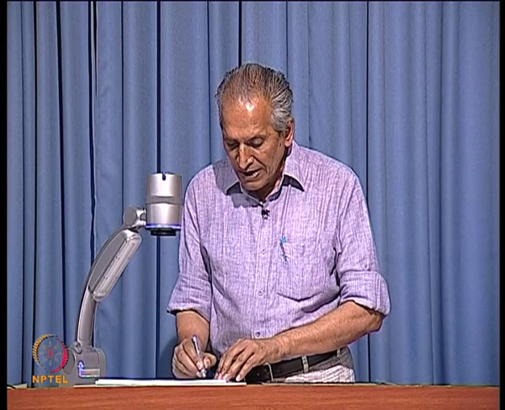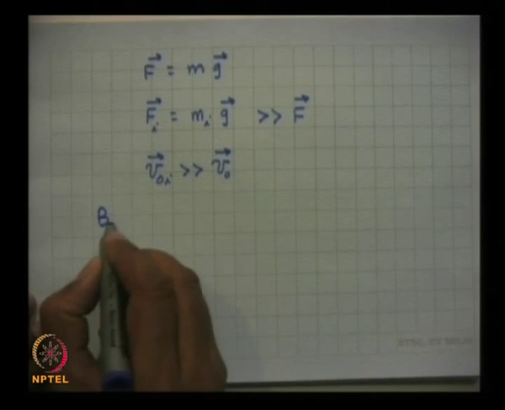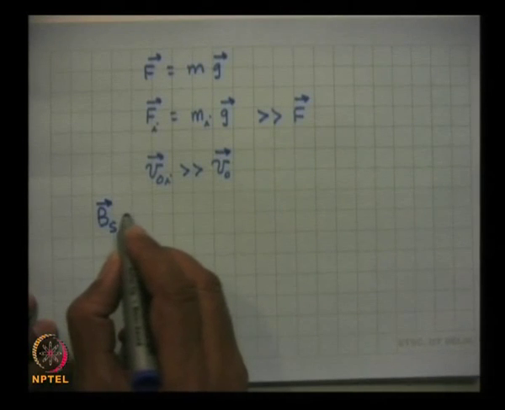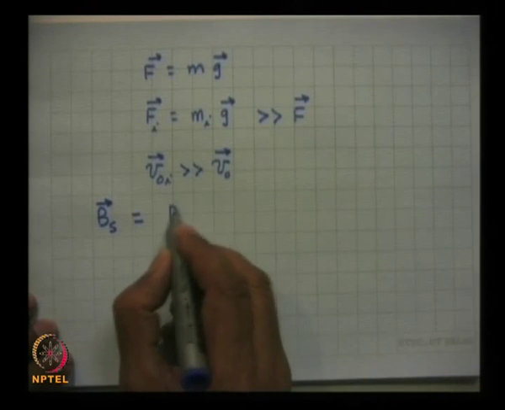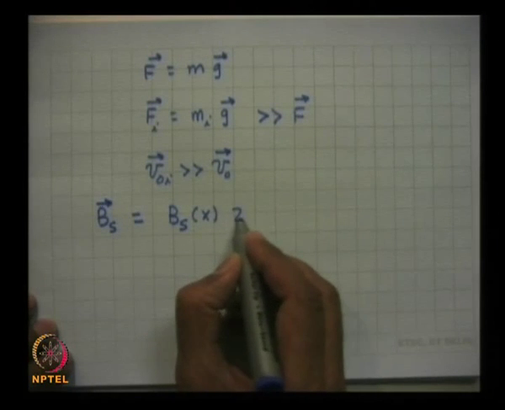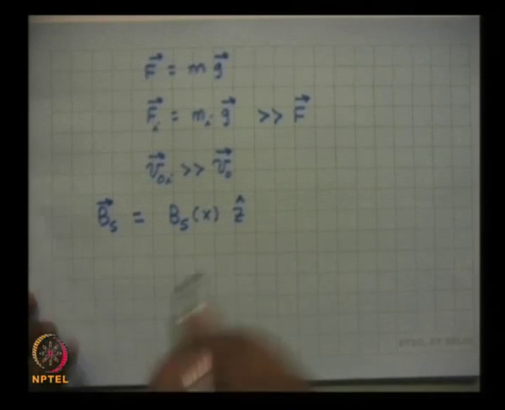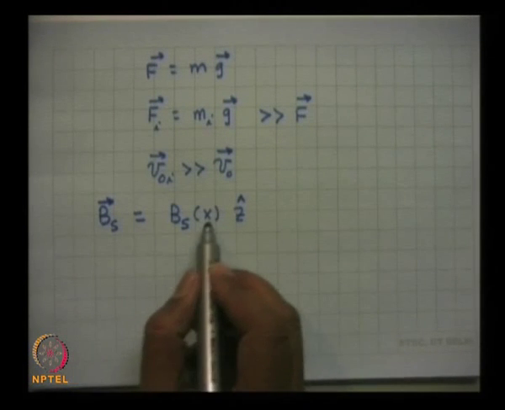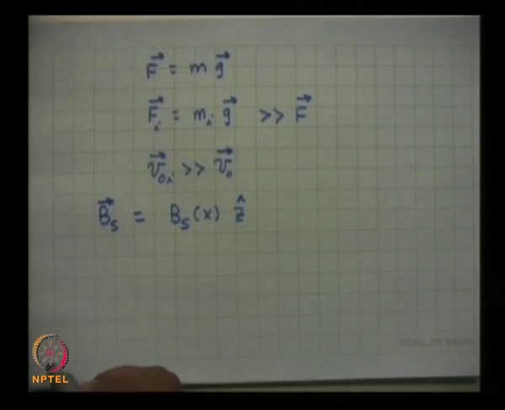So I would like to consider the case when my static magnetic field BS is parallel to Z axis, but magnitude of BS depends on, suppose, X. And so the direction of my static magnetic field is Z, but I am permitting the magnetic field magnitude to have an X dependence. Now let us examine what will happen.